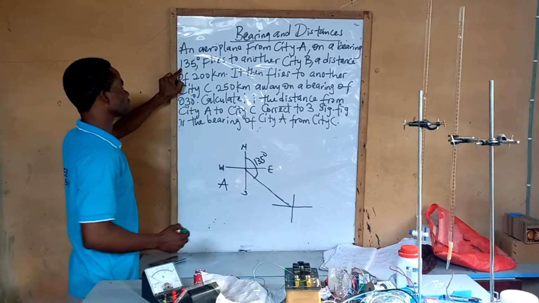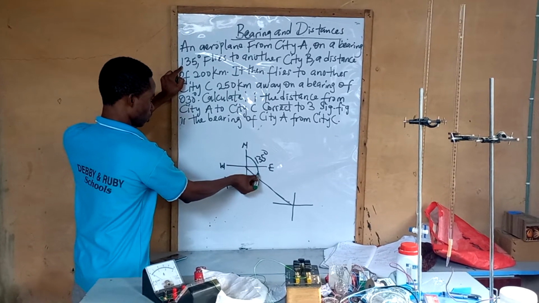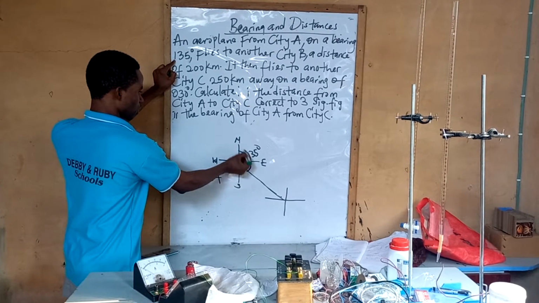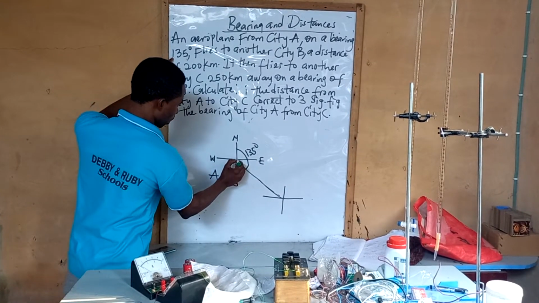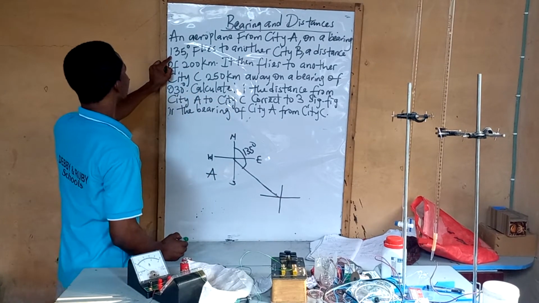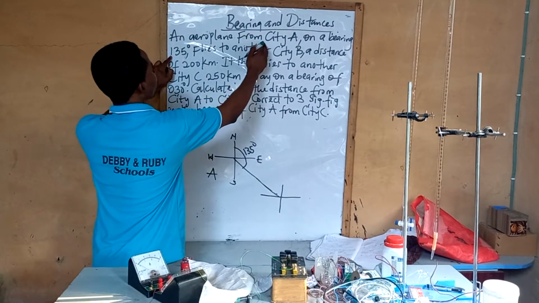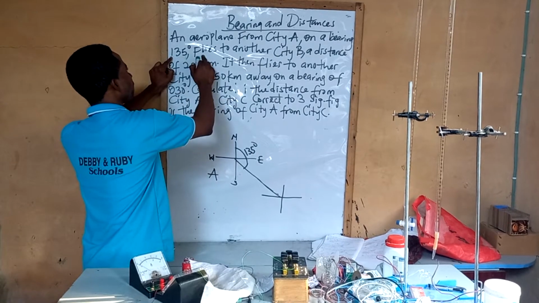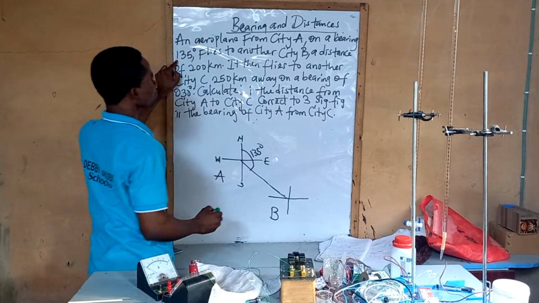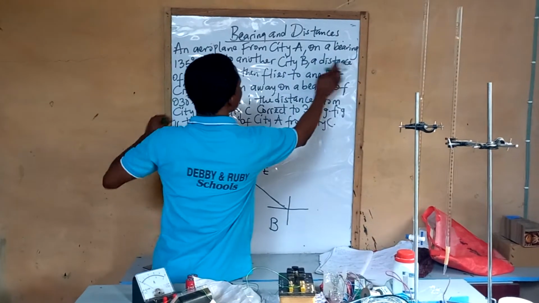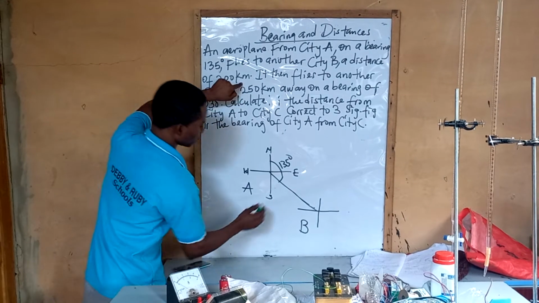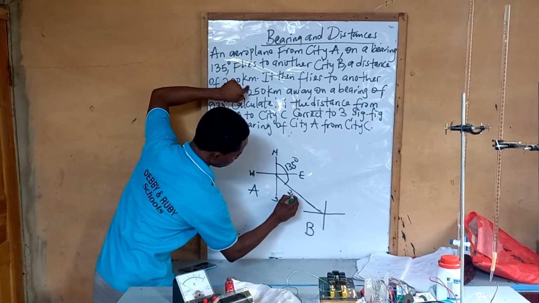So anytime you are drawing 3 digits, you start from north. That's why I start from north. And you know, this 90, 135 will be around there, because everything is 180. So you bring it out from the point where we join this, and you make your focal point here. They said an aeroplane flies from city A on a bearing of 135 degrees to another city B. So this is our city B, a distance of 200 kilometers. He said from here to here is 200 kilometers.